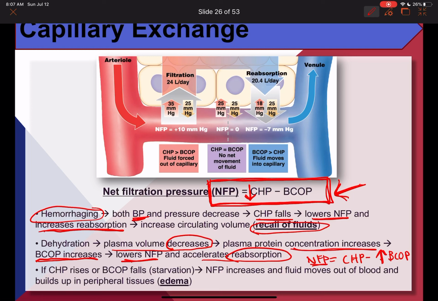So even though they are starving, you see that they usually have a big belly. Okay, so why is that? Well, this can be explained by capillary exchange.